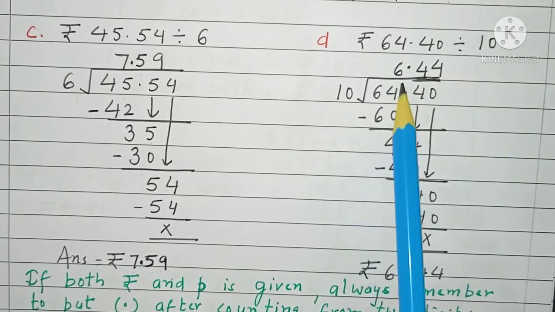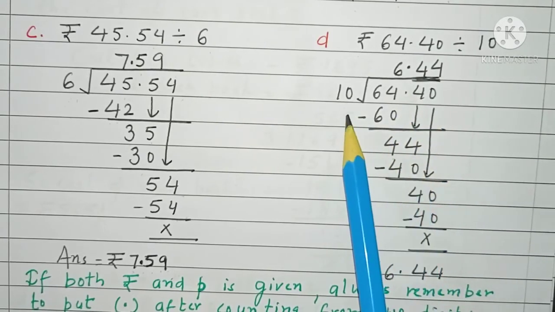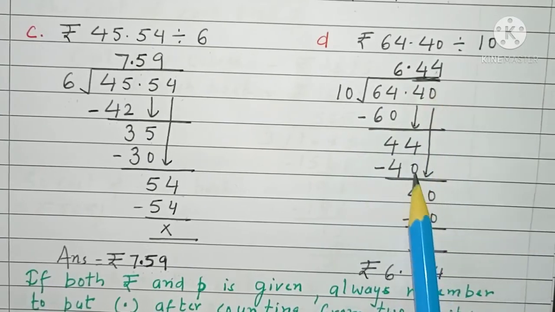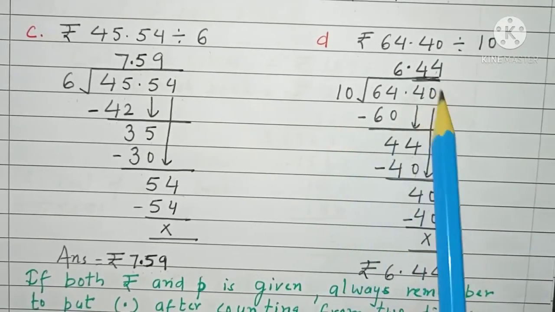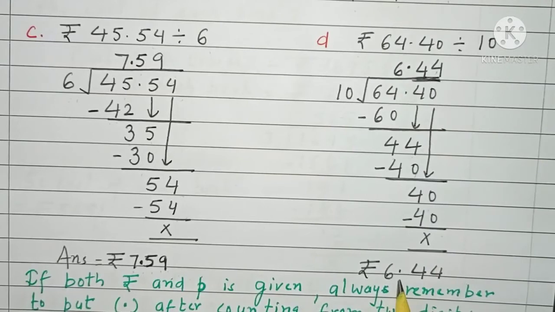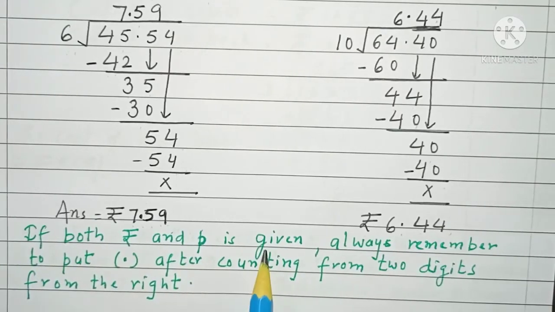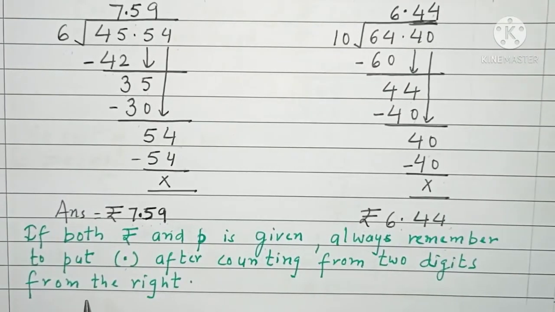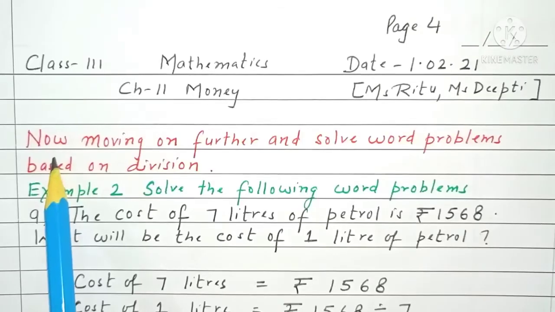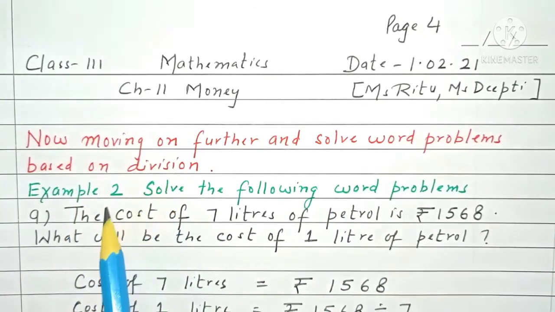So it is 10 6s are 60. 4 minus 0 is 4. Putting 4 down, 10 4s are 40. 44 minus 40 is again 4. Putting 0 down, again 10 4s are 40. Remember to put the dot. The answer comes out to be rupees 6.44. So, if both rupees and paise are given, always remember to put the point after counting 2 digits from the right. Now, we will move on further and solve some word problems based on division.